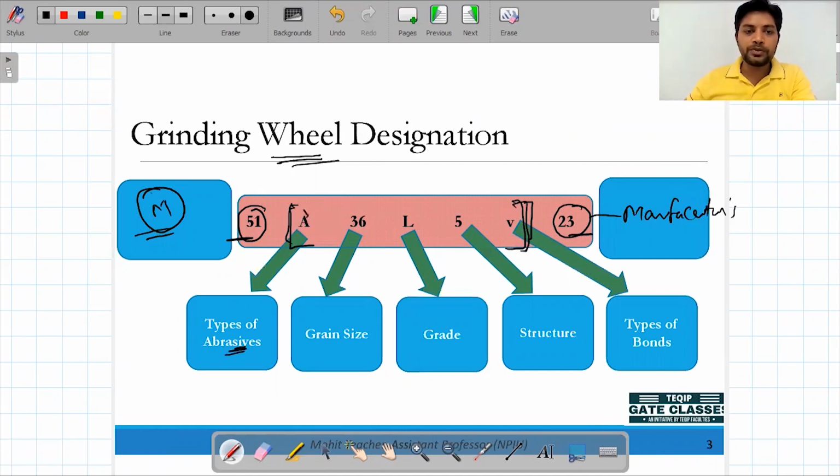Okay, so first is the types of the abrasives. Now what types of the abrasives are available in the market, or technically we are using? So these are 4 categories of the abrasives that we are using. We are defining it into the category like A, B, C, D. So from A to D, any of the 4 abrasives we can use over here.